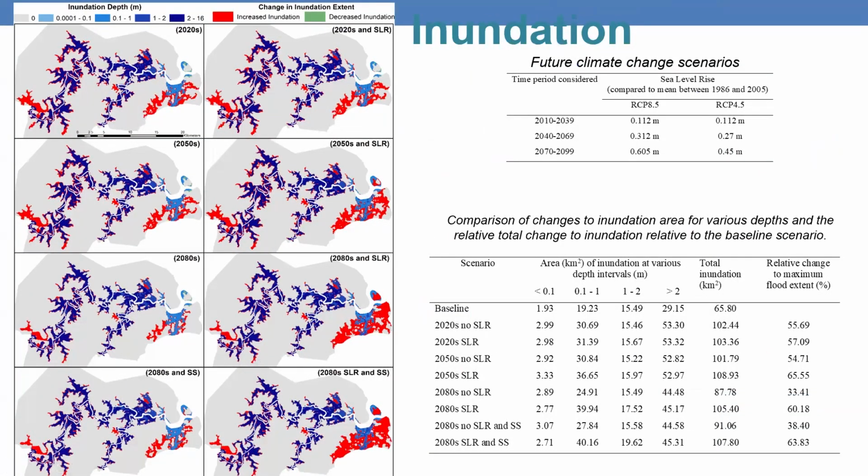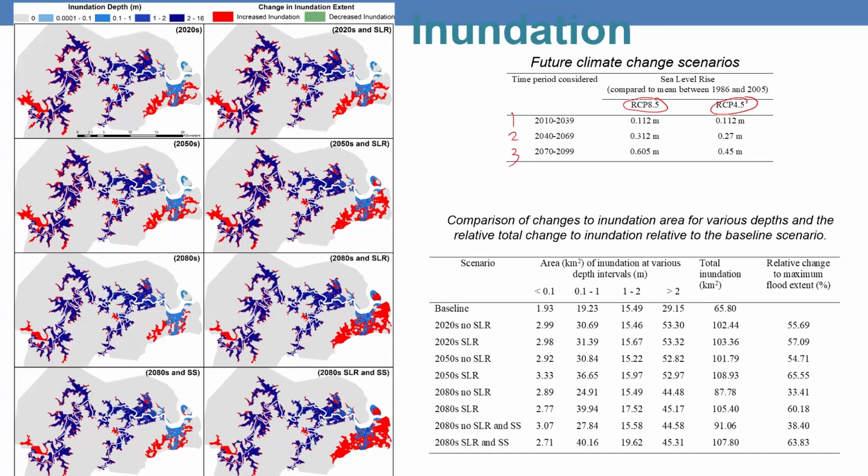Then we continue this study. So we have our future study. What we are having is both RCP 8.5 and 4.5, two different scenarios. And we also have 3 different periods, so you have a different sea level rise included. Then we do the prediction for the inundation area.